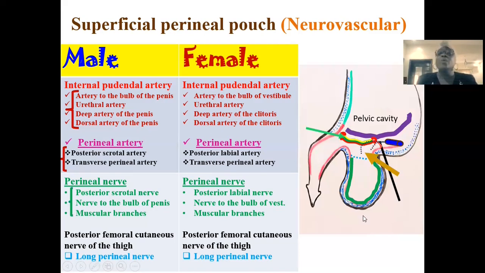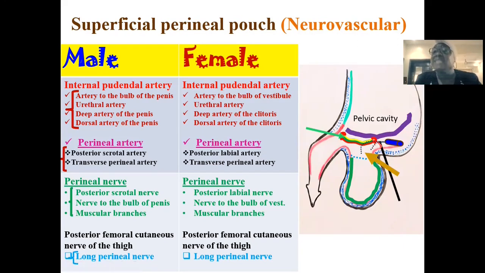Then finally, within the superficial perineal pouch, we have the long perineal nerve. This long perineal nerve that is highlighted here at this point is a branch from the posterior femoral cutaneous nerve of the thigh. This is also one of the branches from the sacral plexus. So you see a perineal branch also emerging from this nerve, and it's also located within the superficial perineal pouch.